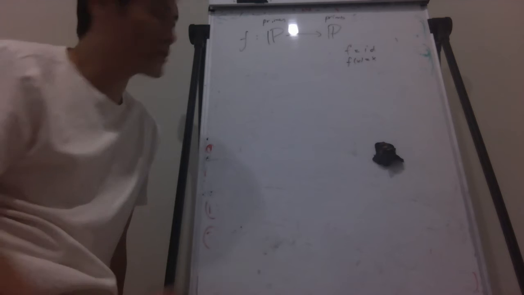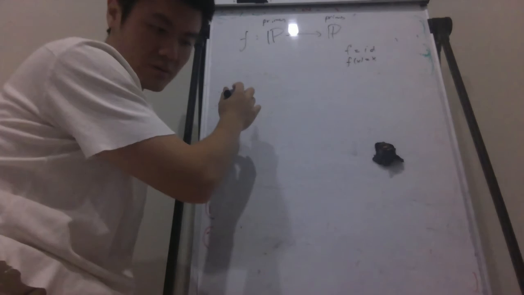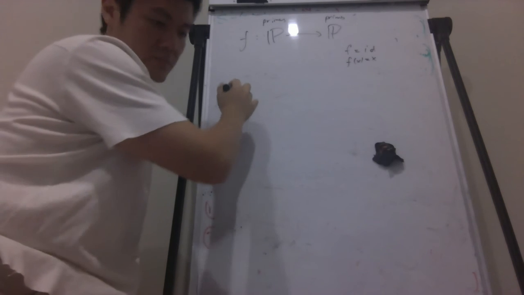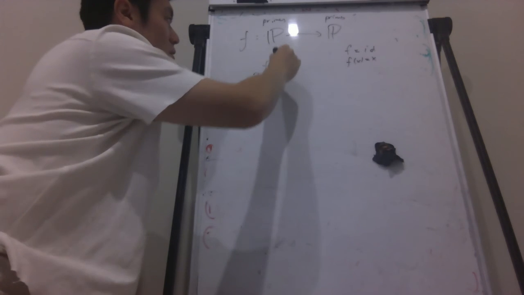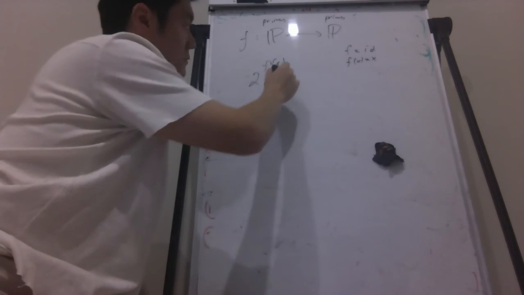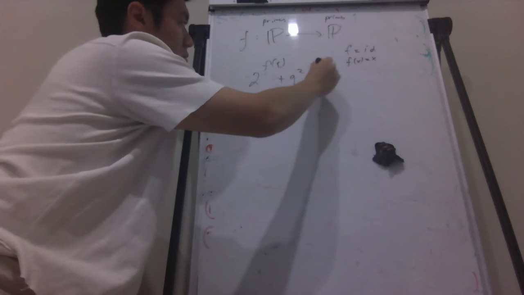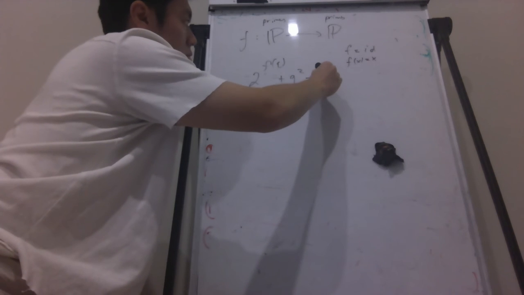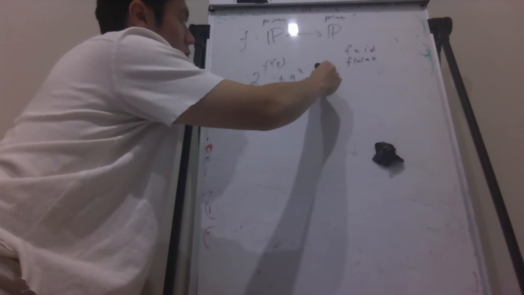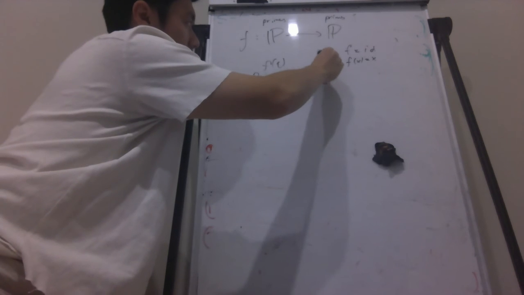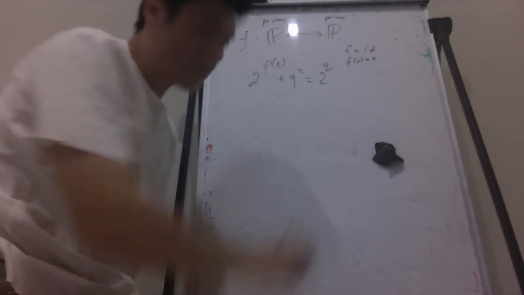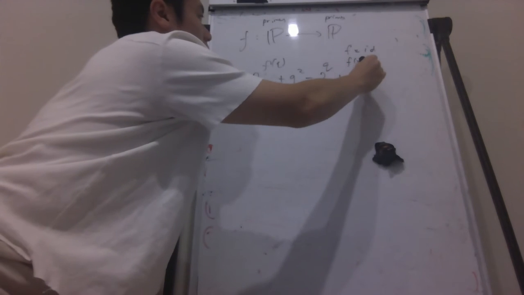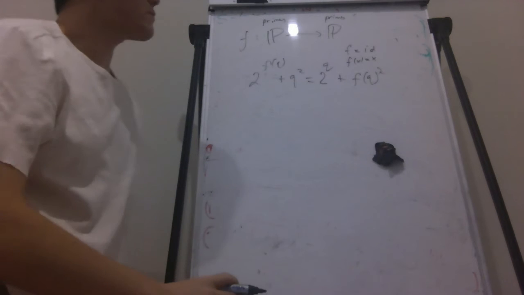So the thing is, you can put 2 in there, right? What do you get when you put 2 in there? You get 2 to the f of q plus q squared equals f of q to the power of 2, f of q squared, and then 2 to the power of q, plus f of q squared, yeah? Difference of squares.